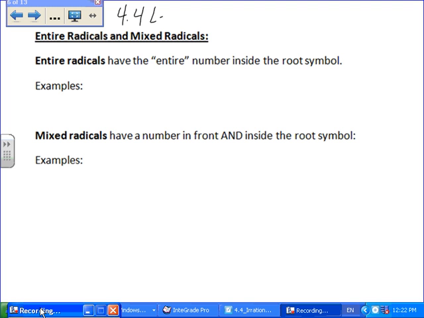So in our second part, we're looking today at mixed radicals and entire radicals. What are they and how can we go back and forth between the two? So this is part 2. Hopefully you've watched part 1 and you've tried the questions in your 4.4 worksheet for parts 1 and 2. And now we're going to do the second lesson and then finish up our 4.4 worksheet.